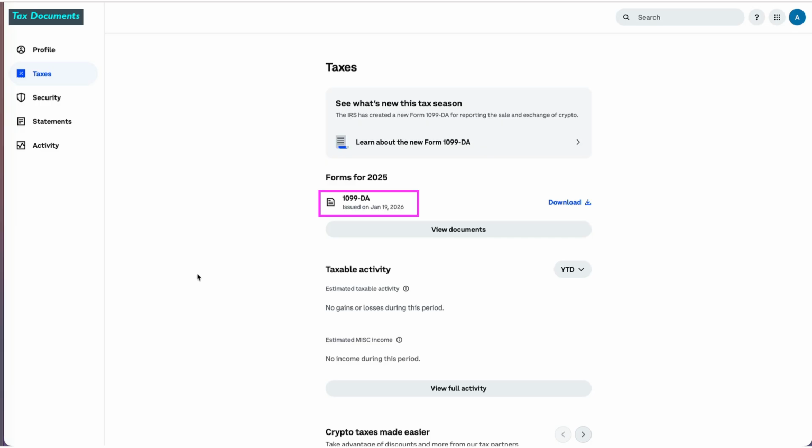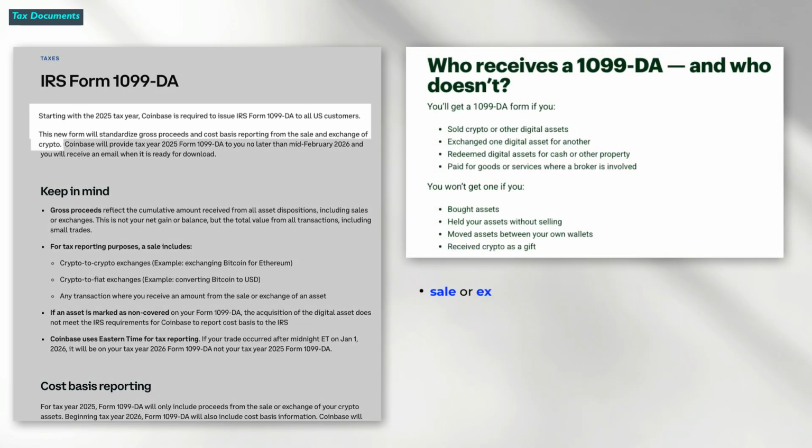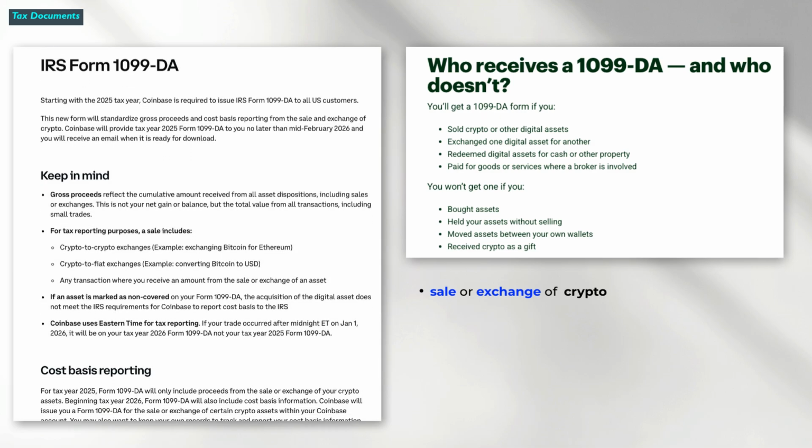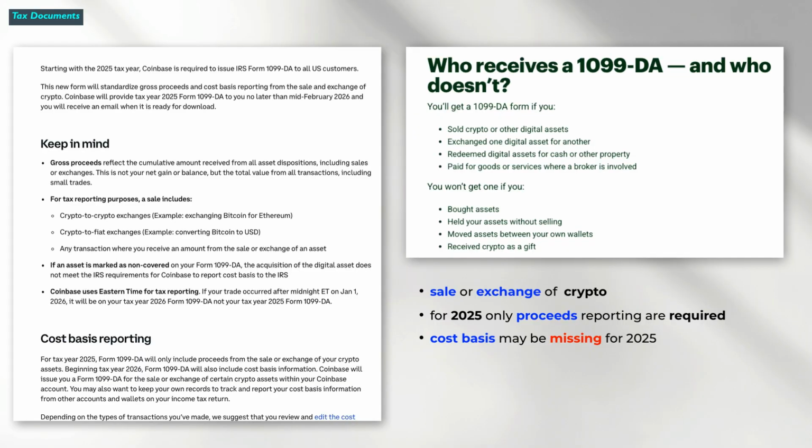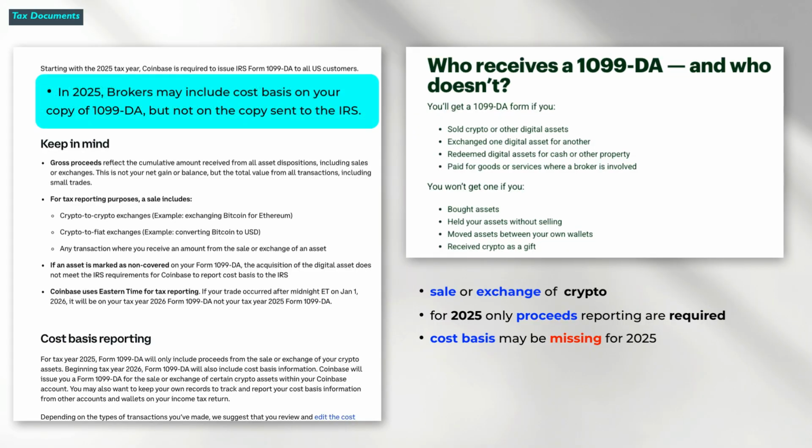You will see a reference to a new 1099-DA tax form that the IRS created to report the sale or exchange of digital assets. For tax year 2025, Coinbase and other US-based crypto brokers are required to report only the proceeds from sales or exchanges. Cost basis information may be missing from your 1099-DA for 2025, although many exchanges may include that information if available.